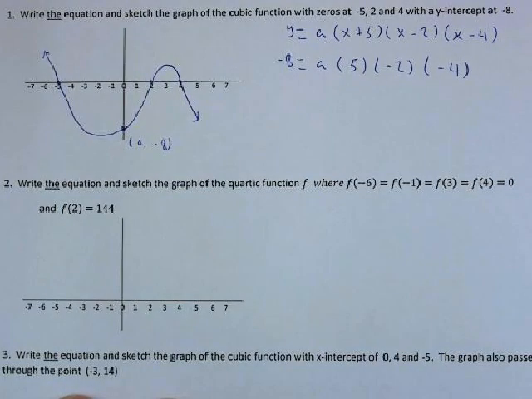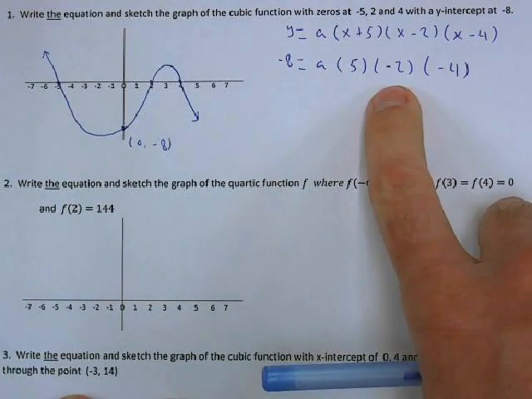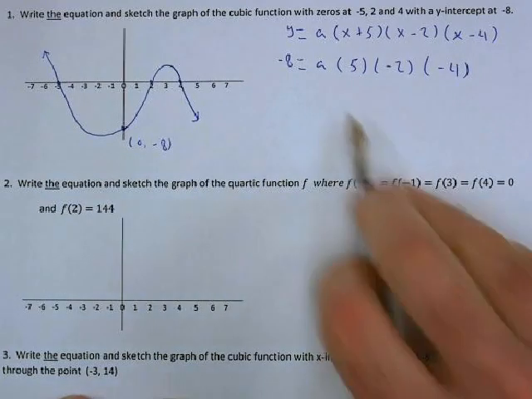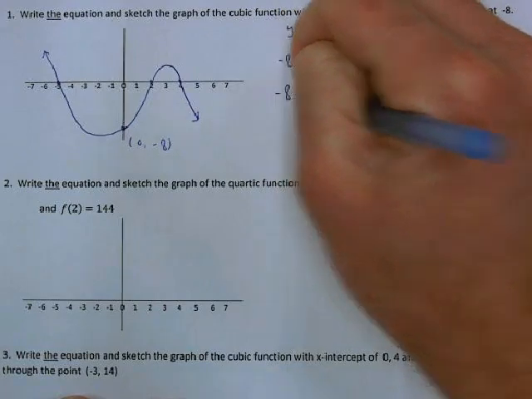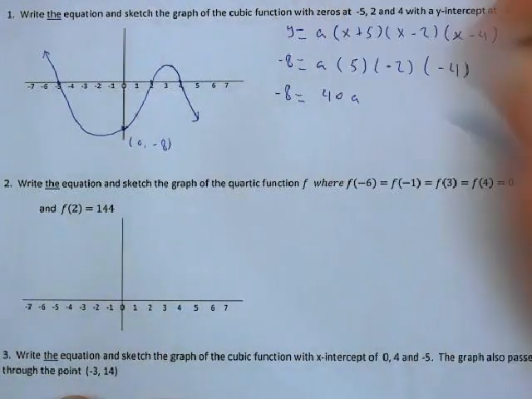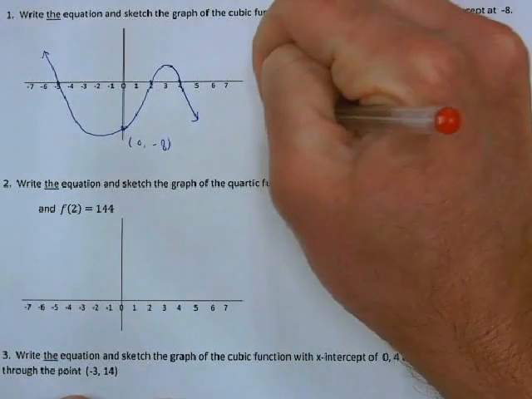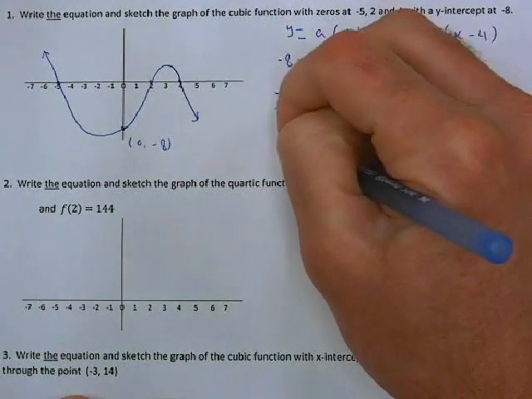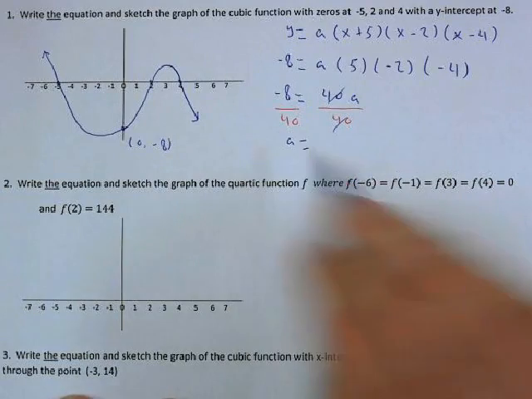Okay? All right, then we just got to simplify and solve for a. So let's see. It doesn't matter which ones we do. -4 times -2 is +8, times 5 is 40. So let's go ahead and show our work here. We get -8 equals 40 times a. And if we divide both sides by 40, then these cancel and I get a by itself. So we get a equals, and then -8 over 40 reduces to 1/5.